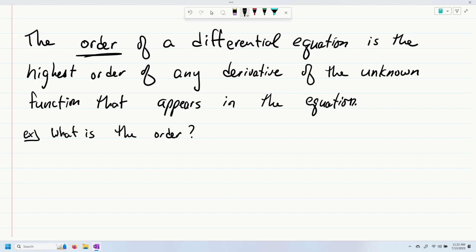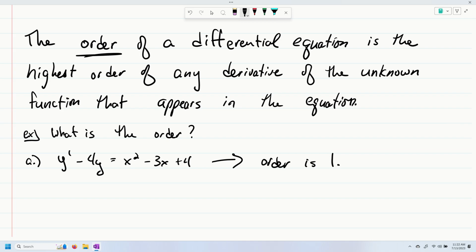What is the order? For the first one, part A, we have y prime minus 4y equals x to the second minus 3x plus 4. Now, I'm going to tell you right now, the order is 1. But let's understand why. So, come back to the definition.